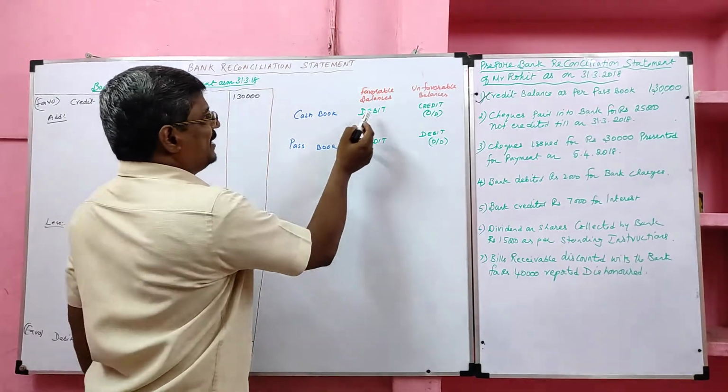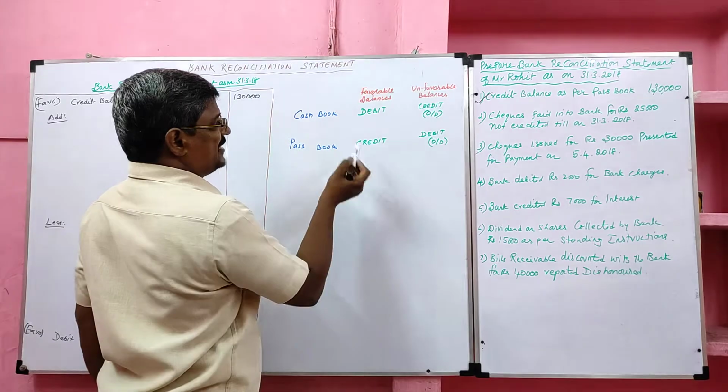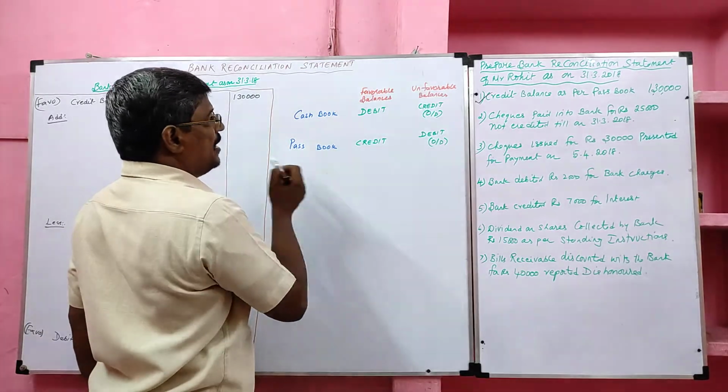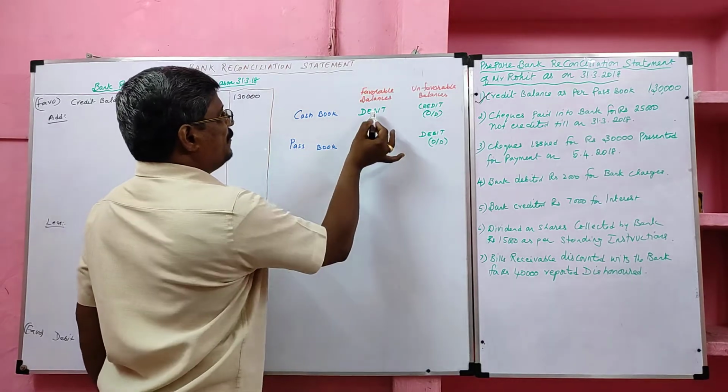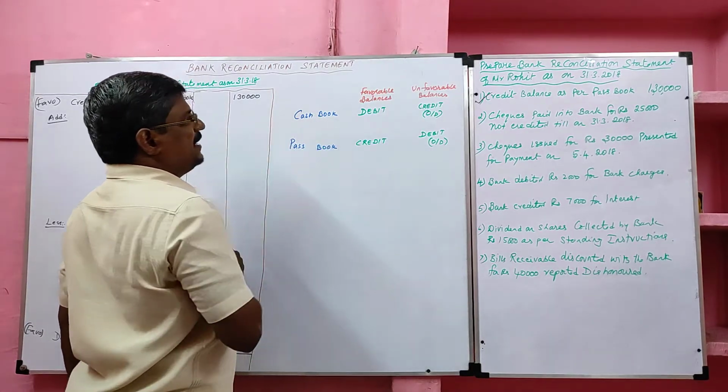First method, debit balance as per cash book is given. We ascertained credit balance as per passbook. In second method, we have to reverse it. Credit balance as per passbook is given. We have to find debit balance as per cash book.